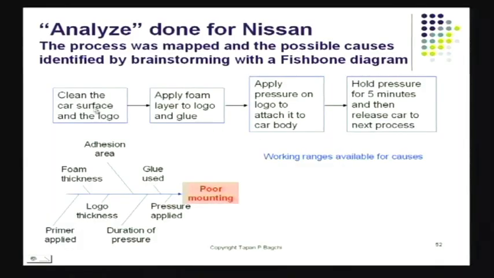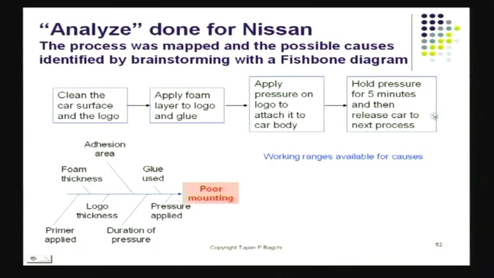So the steps of the process would be: clean the surface of the car, apply the foam layer to the logo and glue, apply pressure on the logo to attach it to the car body, and of course hold the logo, hold pressure for 5 minutes and then release the car to the next process. These are basically from left to right. This was the mapping of the process.